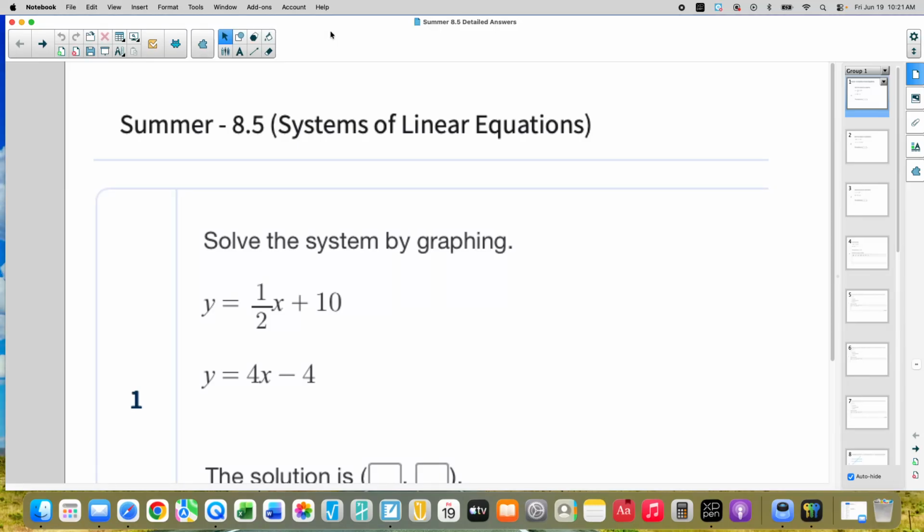This is summer 8.5. We're going to deal with systems of linear equations, a very important part of 8th grade Algebra 1.